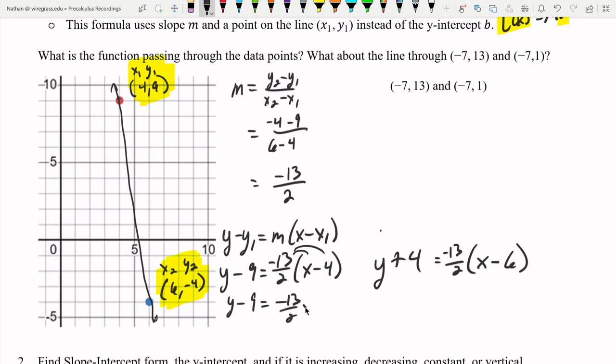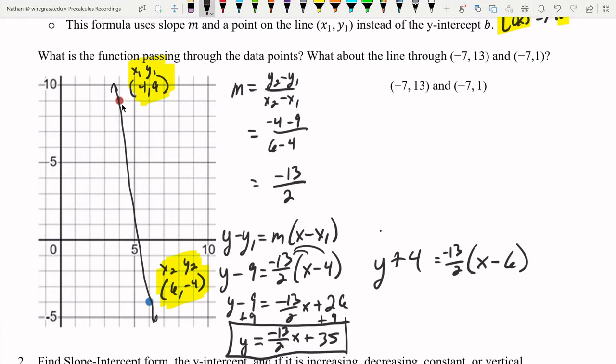Negative 13 over 2x minus 4 times negative 13 over 2. The negatives cancel. The 4 reduces with the 2 to 2, so 2 times 13 is 26. Then we just add 9. We get y equals negative 13 over 2 x plus, up 4, 5, 35. And that is the slope-intercept form. All we had to do was solve for y. The slope is negative 13 over 2, and the y-intercept is 35.